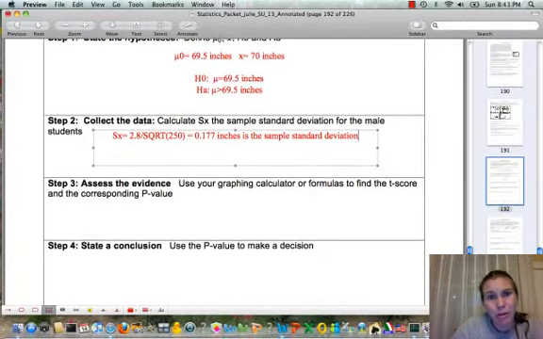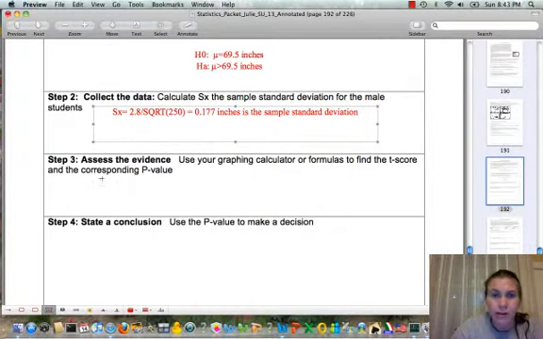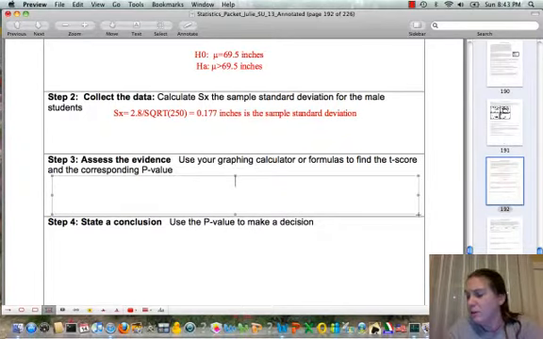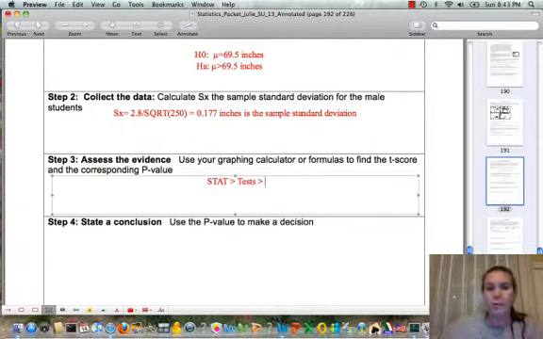Now, in step 3, we're going to go ahead and use our graphing calculator to find the t-score and the corresponding p-value. So you could crank it out with all the formulas that we saw earlier in the packet. So be my guest to use the formulas. I'm going to use the graphing calculator. So I'm going to go to stat, and then I'm going to arrow right to tests. And then I'm going to run choice 2, the t-test. And the reason we use the t-test is our data comes from a sample. So this is because we are using sample data.